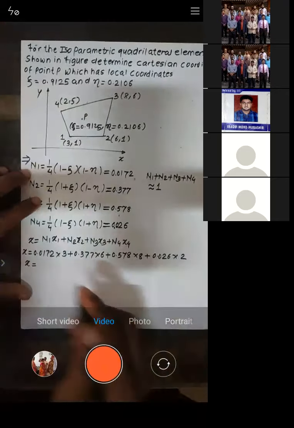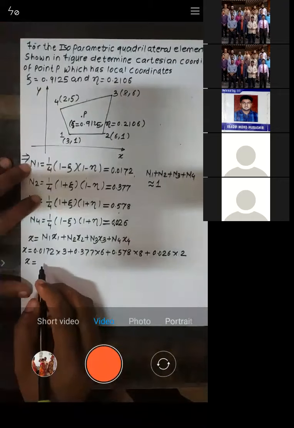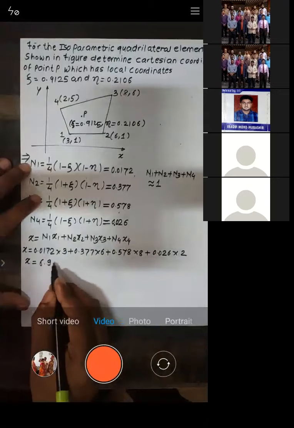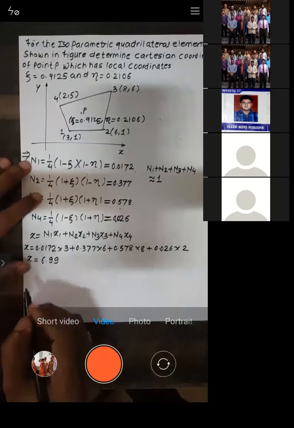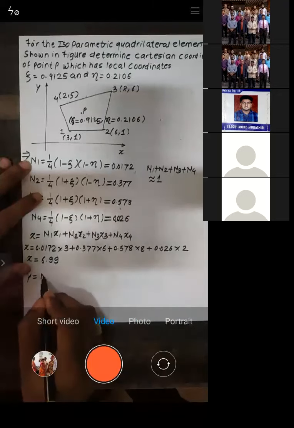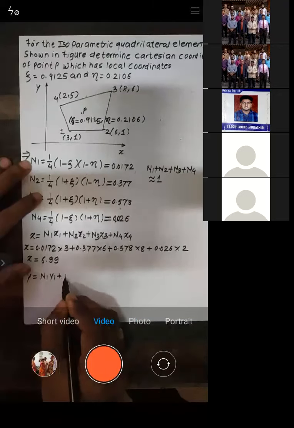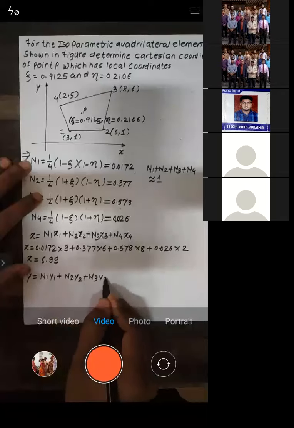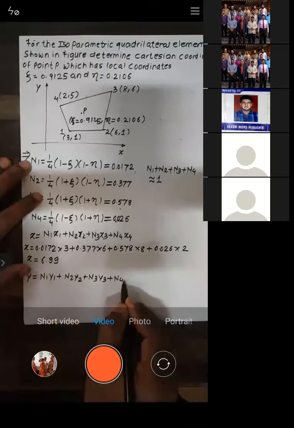6.99. How much? X is 6.99. Can you do the same for y? Y is equal to N1 y1 plus N2 y2 plus N3 y3 plus N4 y4. Is it okay?